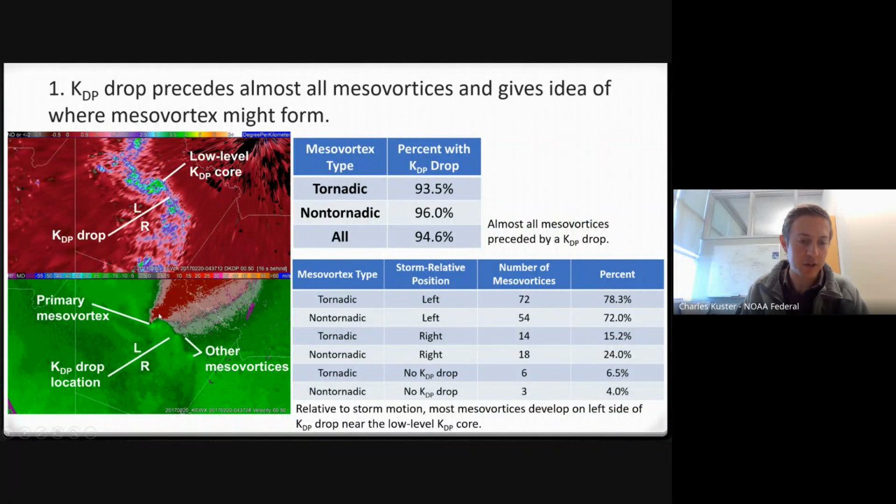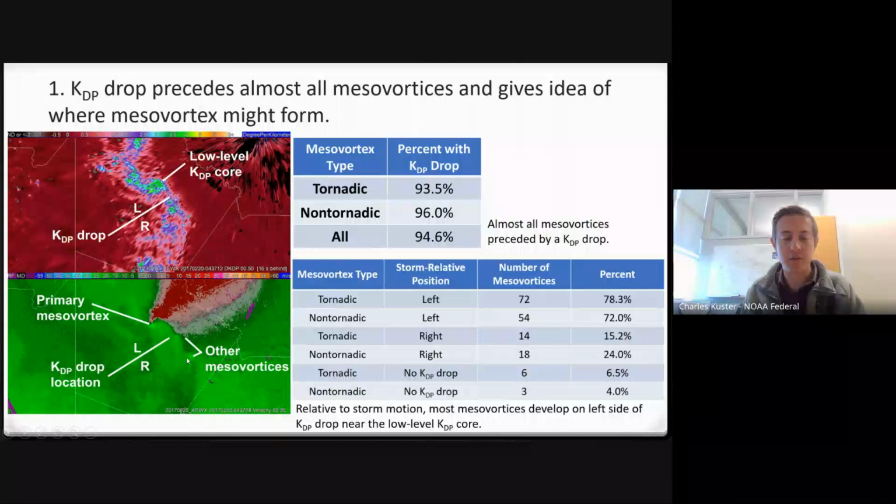This is the primary mesovortex for this particular screenshot. This thing produced an EF2 tornado. It's forming over here on the left side of the KDP drop. In this particular example, there is some horizontal shearing instability going on here, but there were multiple mesovortices that formed all down the line. So we also have a mesovortex forming slightly on the right side of the KDP drop, and then another one down here.